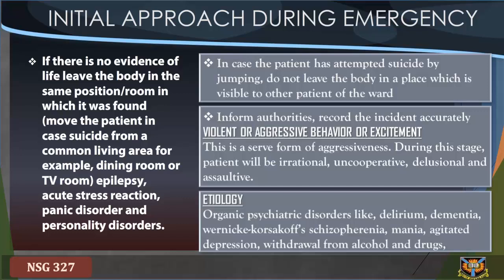Violent or aggressive behavior or excitement. This is a severe form of aggressiveness. During this stage, patients will be irrational, uncooperative, delusional, and assaultive. Etiology: organic psychiatric disorders like delirium, dementia, Wernicke-Korsakoff, schizophrenia, mania, agitated depression, withdrawal from alcohol and drugs, epilepsy, acute stress reaction, panic disorder, and personality disorder.